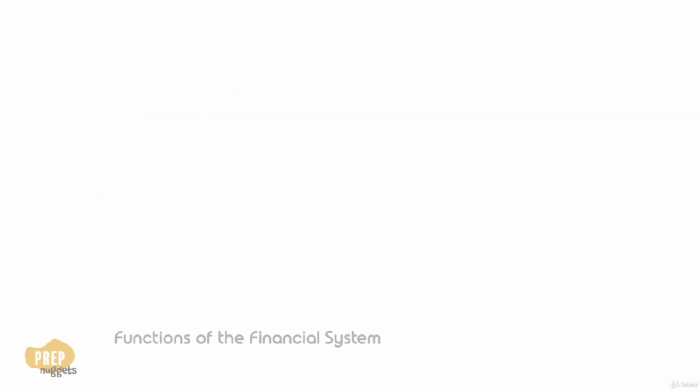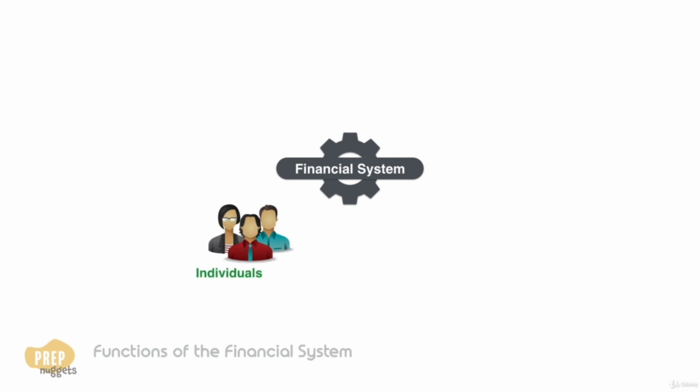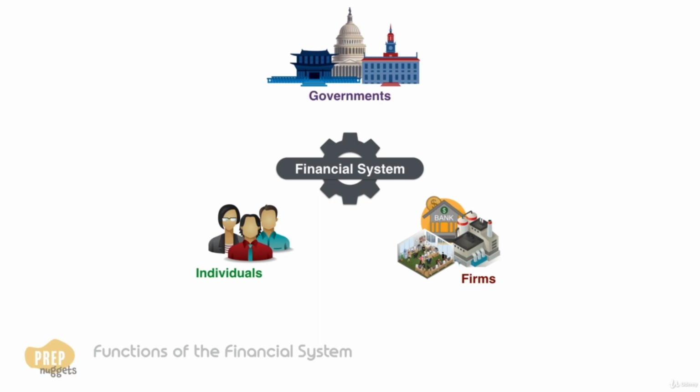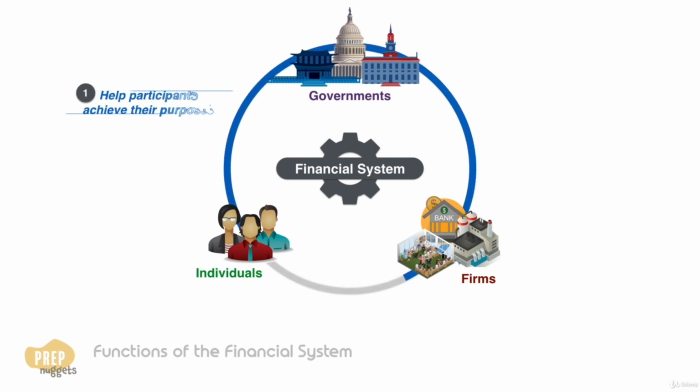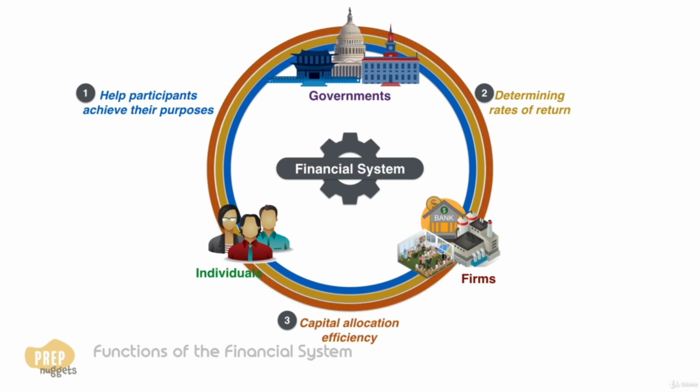Let's begin. The participants in the financial system are primarily individuals, firms, and governments. The three main functions of the financial system are to help these participants achieve their purposes in using the financial system, determine the returns that equate the total supply of savings with the total demand for borrowing, and allocate capital to its most efficient uses. Let's examine each of these functions.